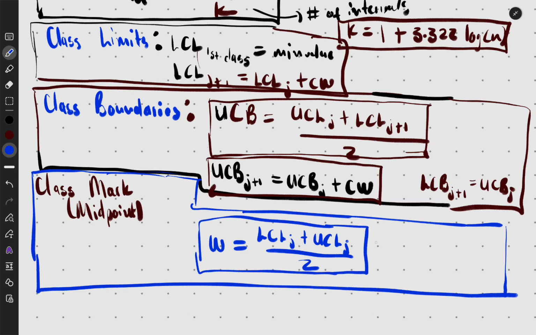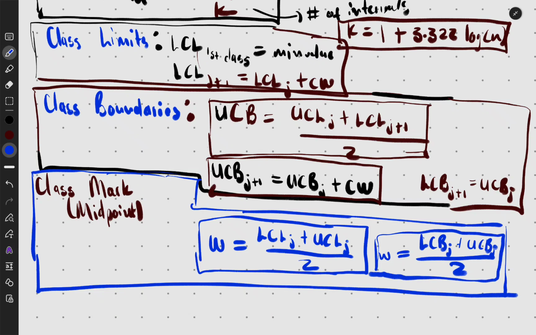You can also say the lower class boundary of class J plus the upper class boundary of the same class, divided by 2. Then you have the midpoint, or the class mark. So class mark just means midpoint.